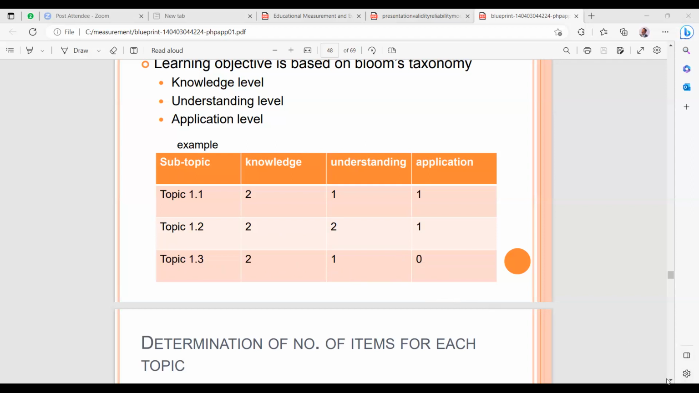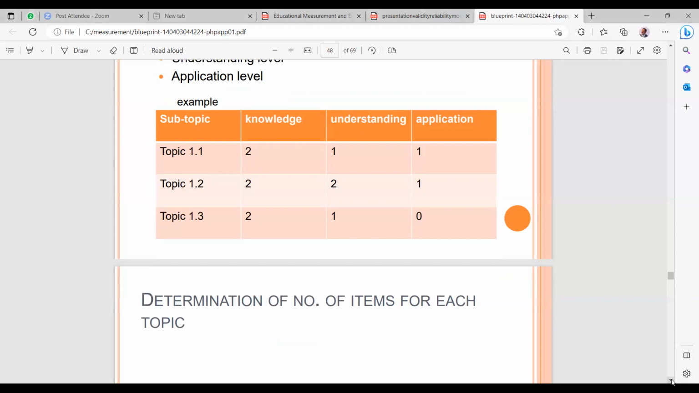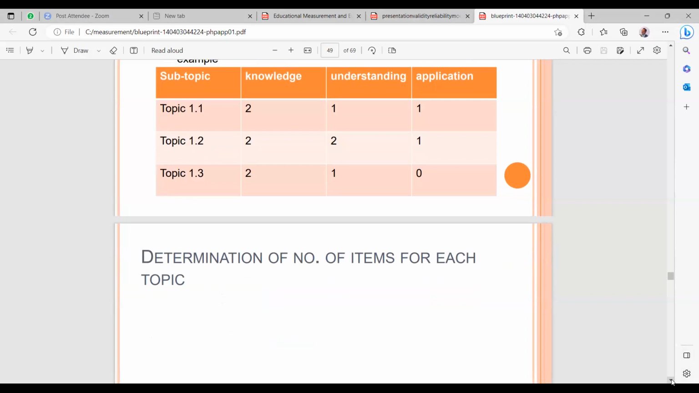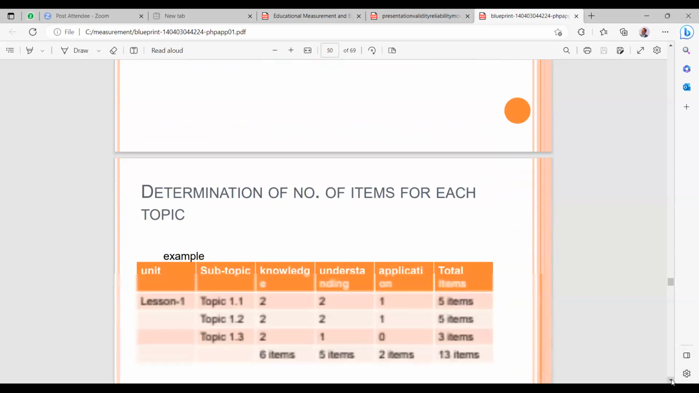So that's a very simple example of a blueprint. Here we have included only knowledge, understanding, and application. When it comes to a bigger test, you can include all 6 levels and you can include all topic levels downwards.